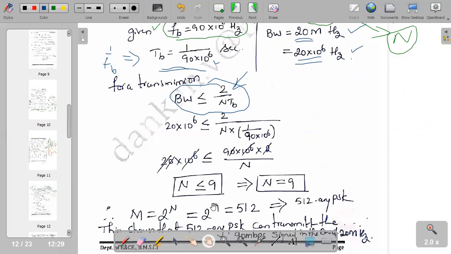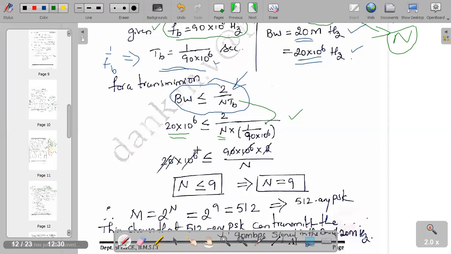Now, given the bandwidth, what is the bandwidth value here? It is 20 into 10 power 6, which is equal to 2 into, you can write, n into TB. N is unknown here. You need to compute this because we don't know the n value. If you know the n value, you can calculate the m value, so that we can find the suitable M-ary PSK here. Now you can write, if you substitute TB, it is 1 divided by 90 into 10 power 6.